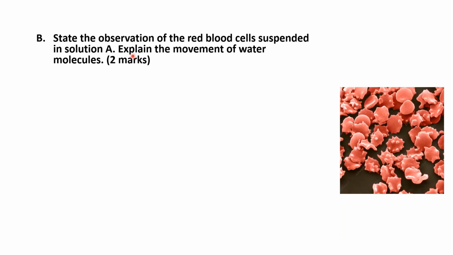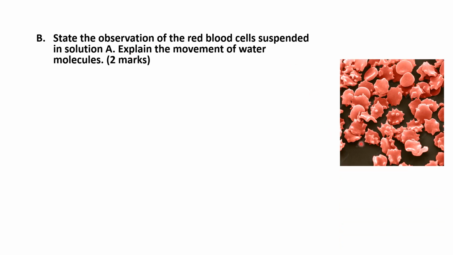So here is the image. You can compare this with figure 1, or the image of the red blood cell under normal conditions, or even in solution B, which is the solution we are using for preservation. By comparing these images, you would see that the cells in solution A appear shrunken, and you can see there are spikes around the cell.